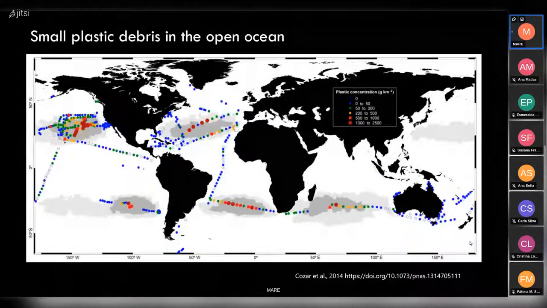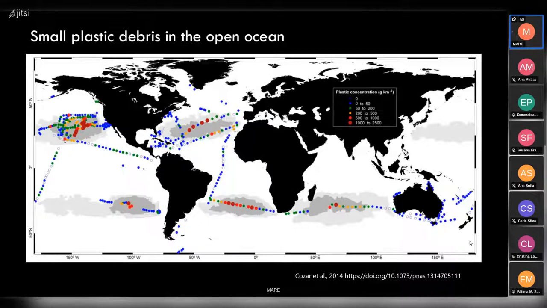The first larger objects that you have seen before produce smaller fragments. Some of these smaller fragments are microplastics, some are not yet microplastics but will become microplastics in time because they will break more and more, and we will produce smaller and smaller particles. These are the results of several expeditions trying to map small plastic debris. It's not just microplastics, but most of it is microplastics around the ocean. You see here the warm colors mean more plastic.